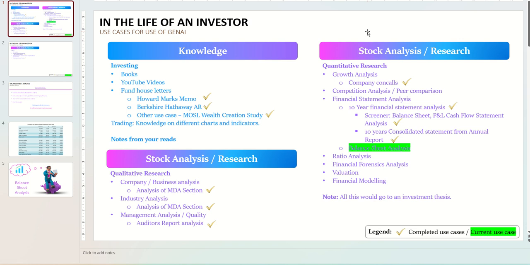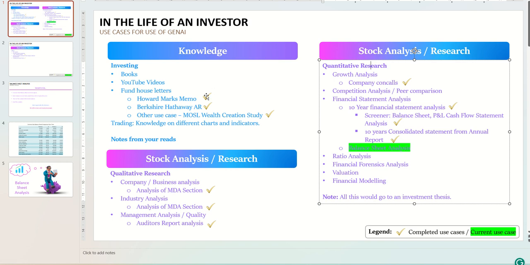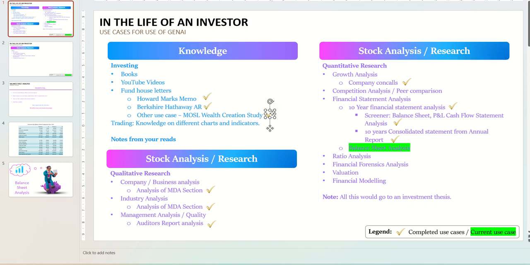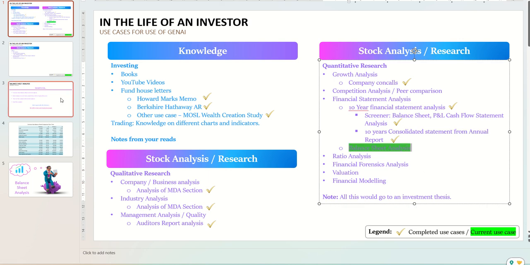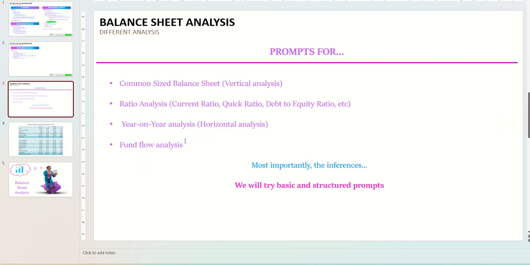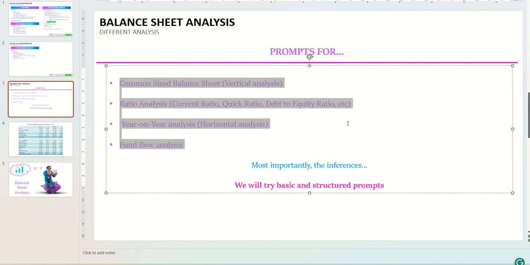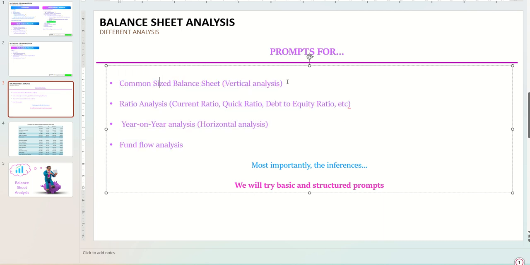Before we delve into the main topic, on the screen, the tick marks are the ones which we have discussed so far in the past videos, and the green color topic is the current topic. As part of balance sheet, we'll be covering 4 kinds of analysis. Within that, the present video is on common size balance sheet. So let me give a very brief overview of a common size balance sheet.